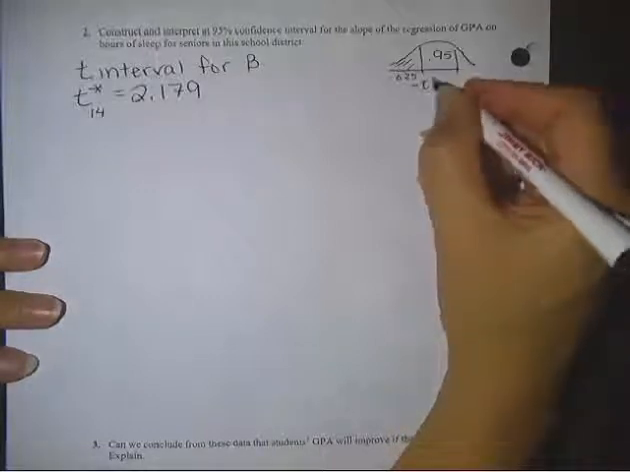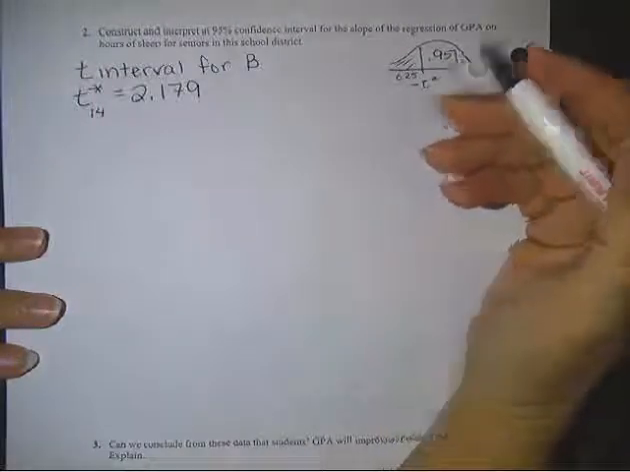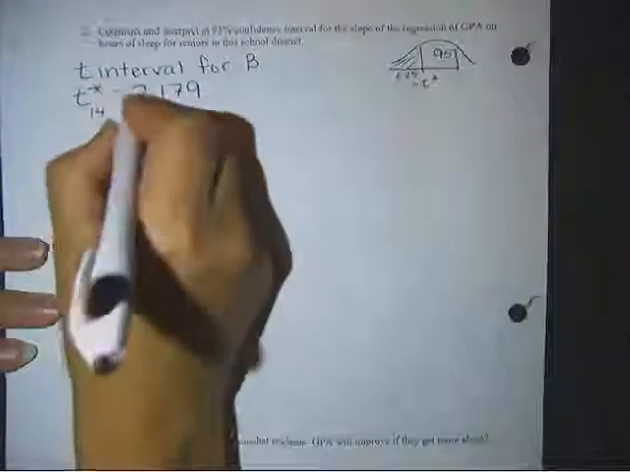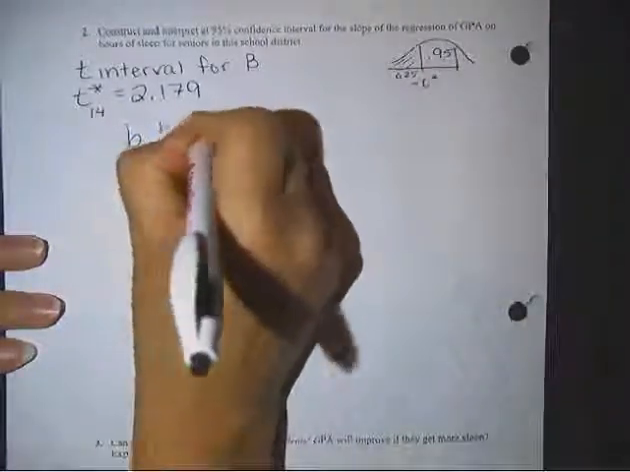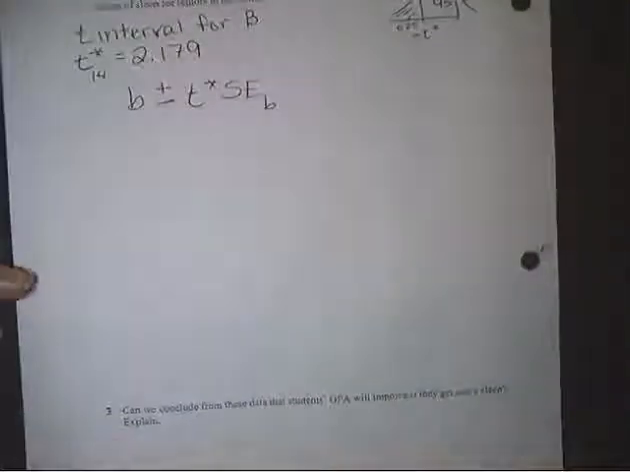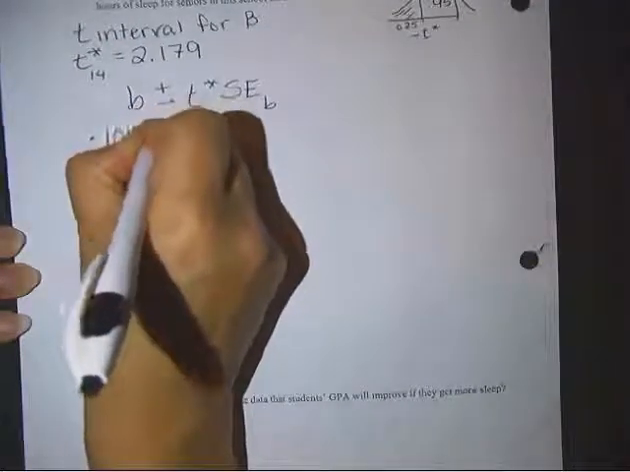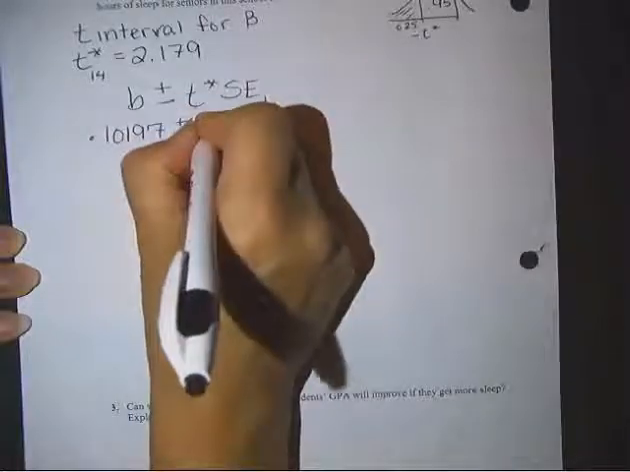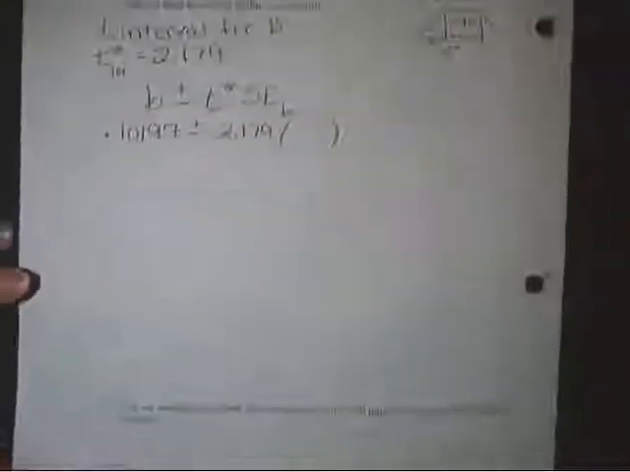Okay, so our confidence interval is b plus or minus your t star times the standard error of b. So we can use from the previous page, our b was 0.10197. We have our t star, and the standard error is 0.04387.